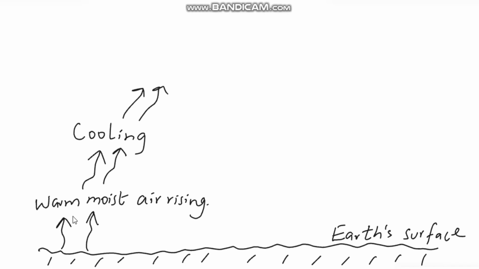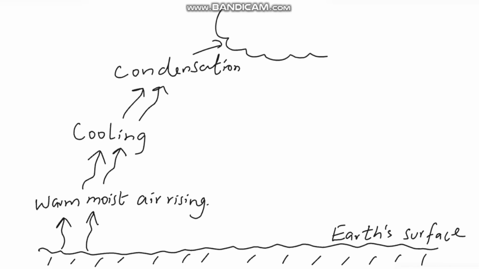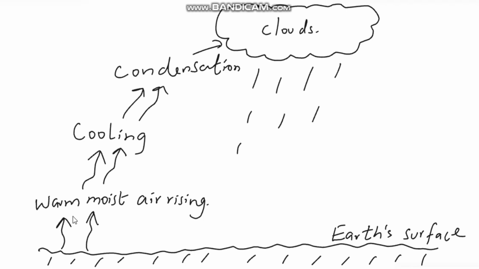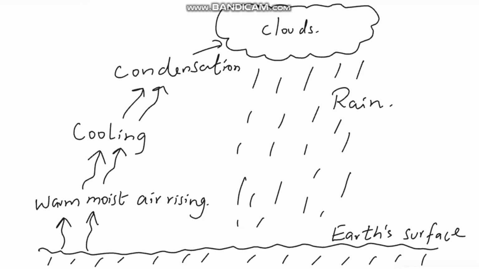So we have rising warm moist air. It goes through the process of cooling. Then we have condensation, which leads to formation of clouds. Then from the clouds, we have precipitation in form of rain, and this gives us basically the rain formation process, and we can label all the 4 stages on this basic model of the water cycle.